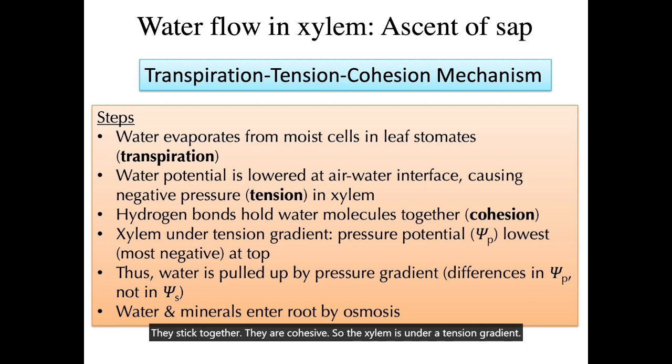So the xylem is under a tension gradient. There's a pressure potential that's the lowest at the top. It's most negative at the top. So water is pulled up by a pressure gradient. That is, differences in pressure potential and not in solute potential. So water is moving up because it's going from higher to lower water potential. Finally, water enters the root by osmosis, and that's driven by a difference in solute potential.